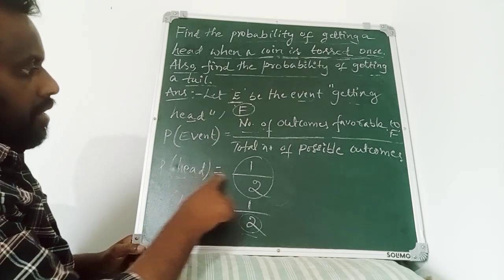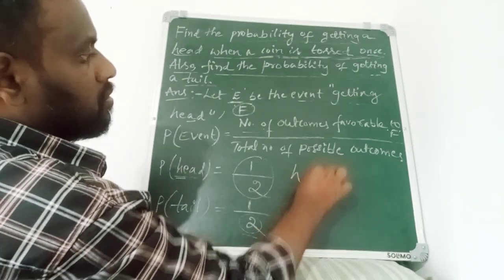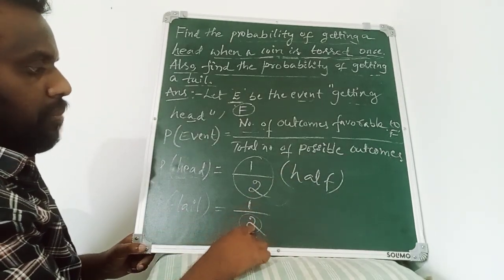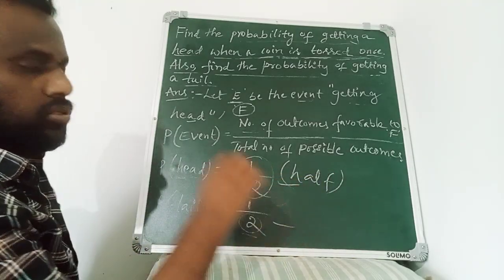So the probability of getting tail is equal to 1/2, also called half. Probability of getting tail is also half, 1/2. So we get the same answer for both.